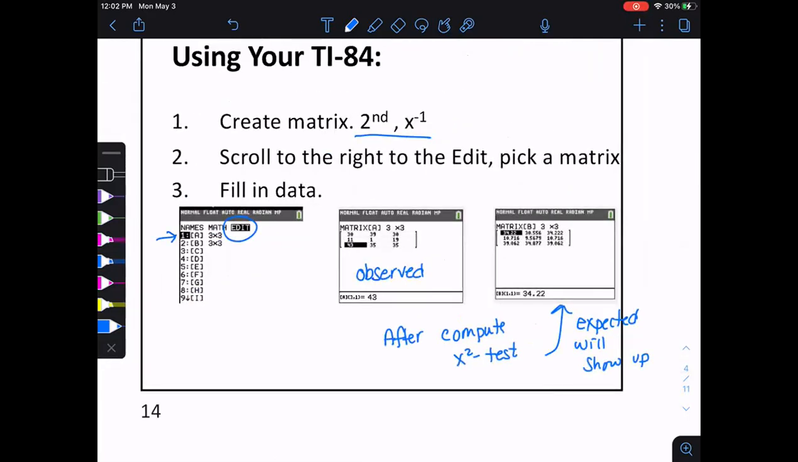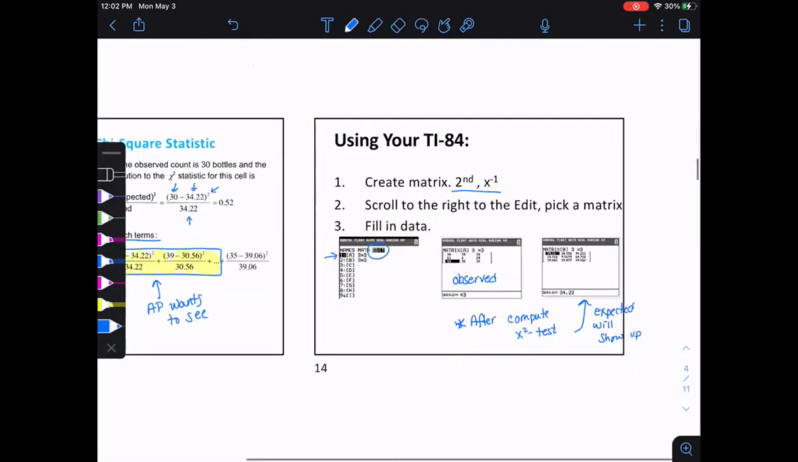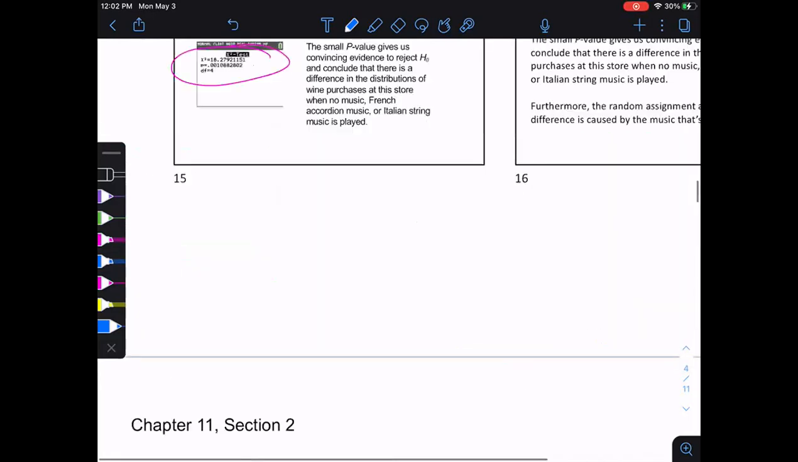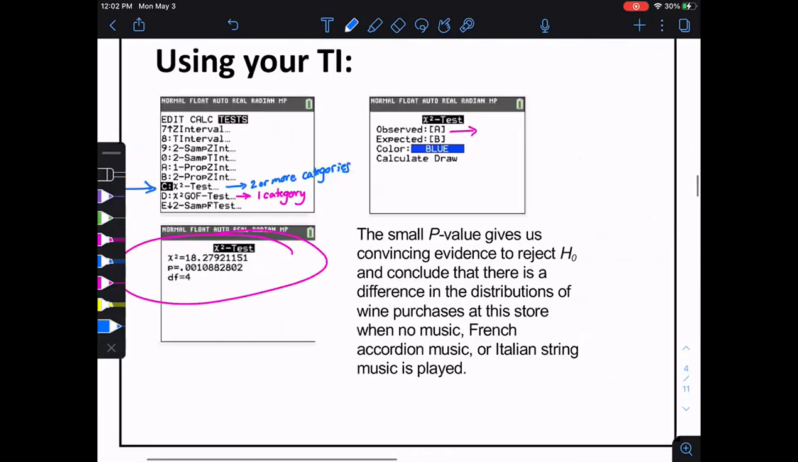Again, you want to go to your matrix menu, second inverse, x inverse, scroll over to edit, put your observed data in there. And again, after you compute the chi-squared test, your expected values will show up in your matrix B. You can either enter it in on your home screen or go back into edit matrix B and they'll be in there for you.